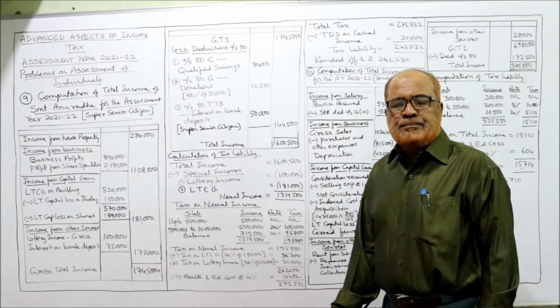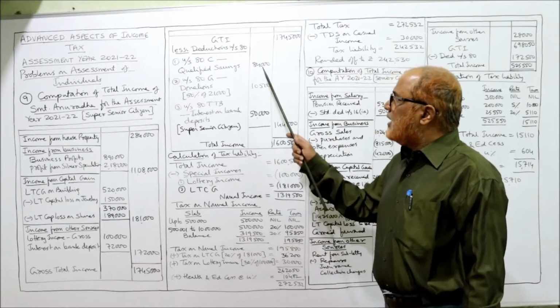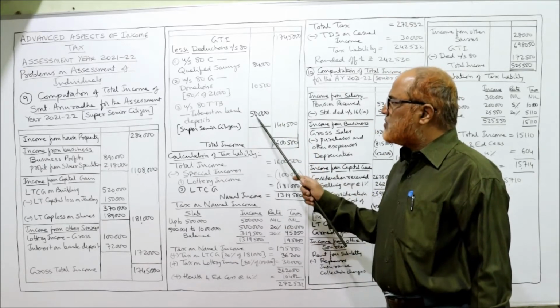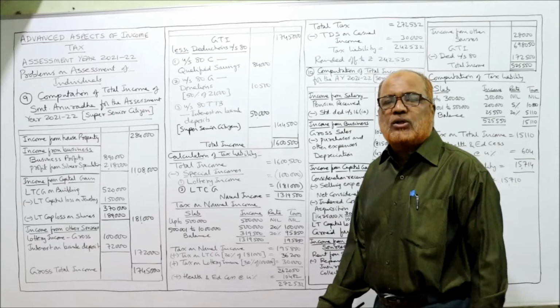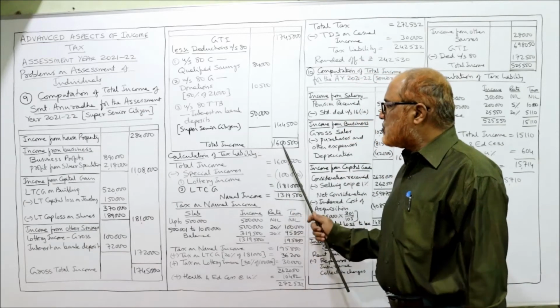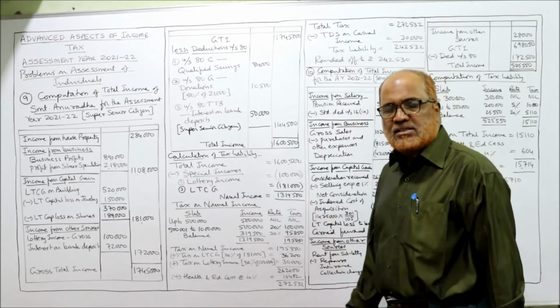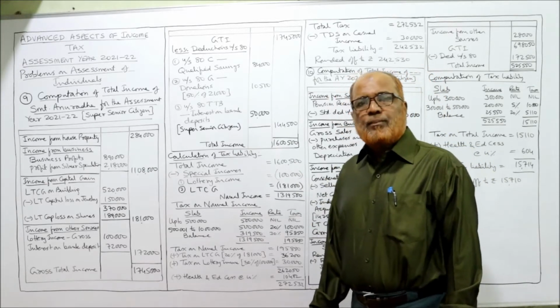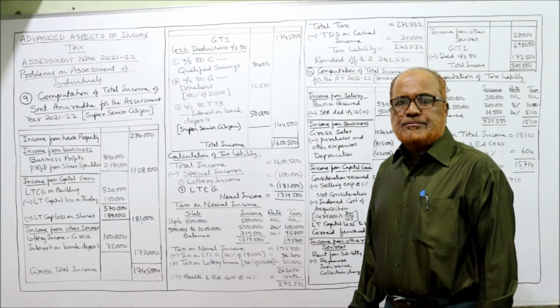All the deductions are over. Take the total of the deductions. 84,000 plus 10,500 plus 50,000, 1,44,500 is the total deduction. Deduct. The total income comes to 16,00,500. That's it. We have computed the total income of the SSC.